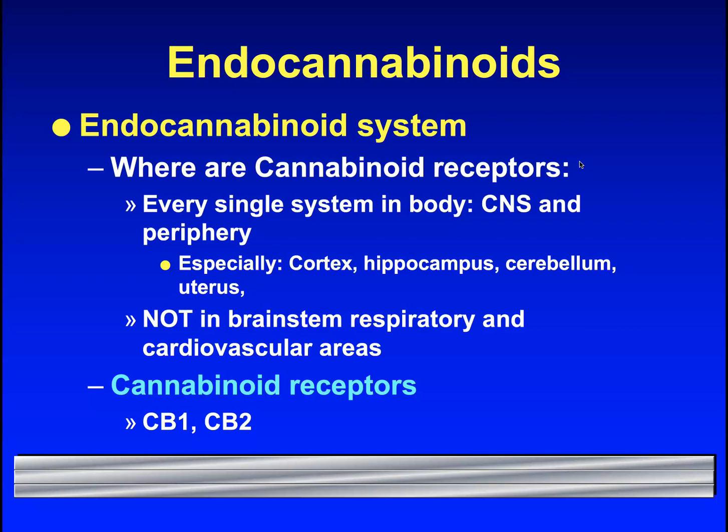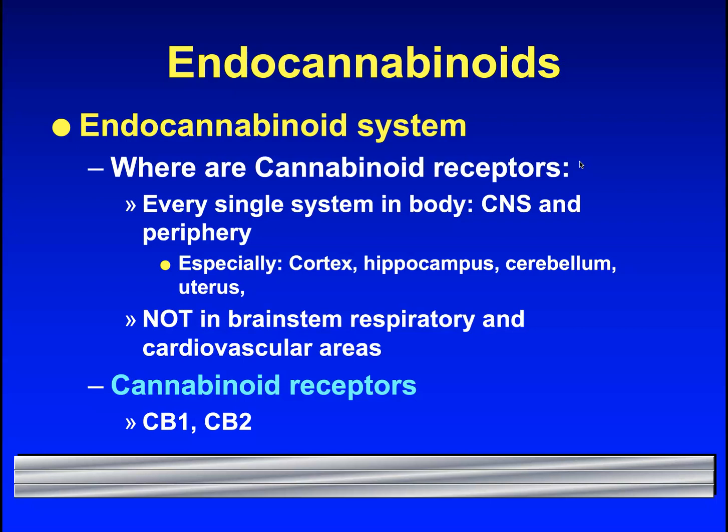It's all over the brain. It's all over the body, pretty much every organ system. It's in the cortex, hippocampus, cerebellum, uterus. It's not, though, in your brainstem. This is one of the reasons there's never been, as far as humanity knows, an overdose fatality of cannabis. You easily overdose on opioids and alcohol. You can overdose on tobacco. Smoke 20 cigarettes at once, you've got a 50-50 chance of dropping dead on the spot. No known overdoses of cannabis, maybe because there are no receptors in most of the brainstem.